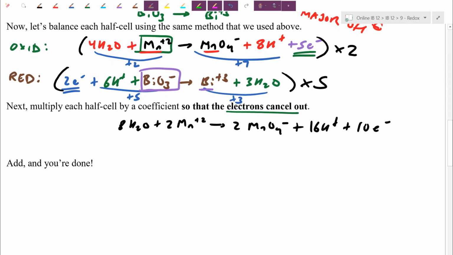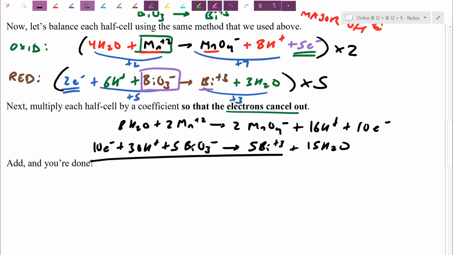Run the second reaction 5 times. So again, I set it up so that I had 10 electrons. 5 times 6 is 30. I have 5 BiO3. This becomes 5 Bi +3 and 15 waters.